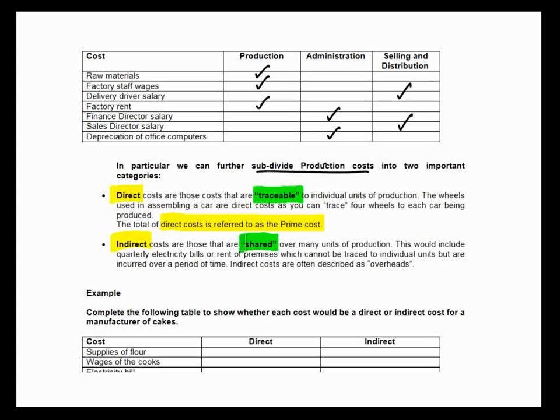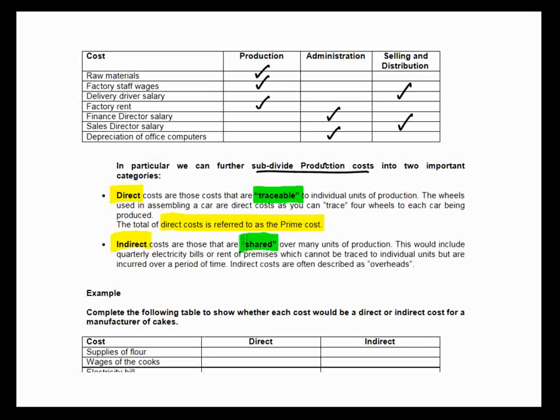You can imagine the rent of the factory. If I'm a car manufacturer, I can't trace the rent of my factory to a single car I've produced. If I'm paying monthly rent, that rent is shared over all the cars I produced in that month. So whilst I could trace the cost of wheels to each car, I can literally see 4 wheels going onto each car, so the wheels would be a direct cost.